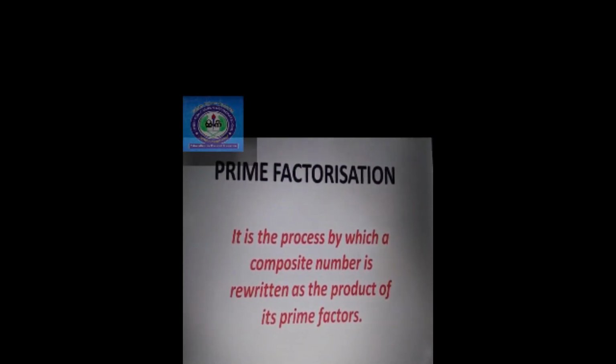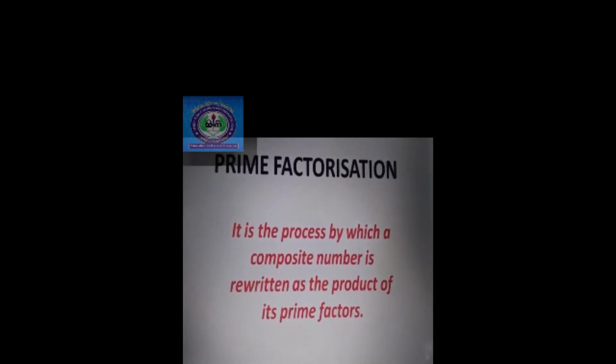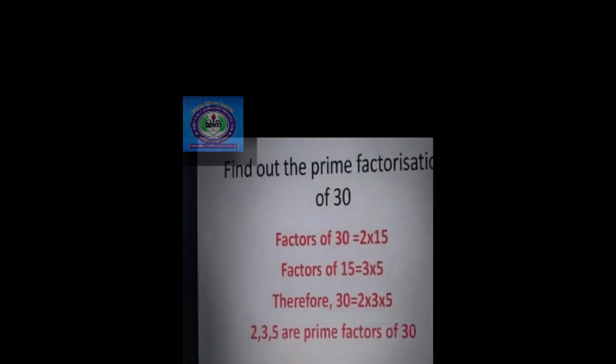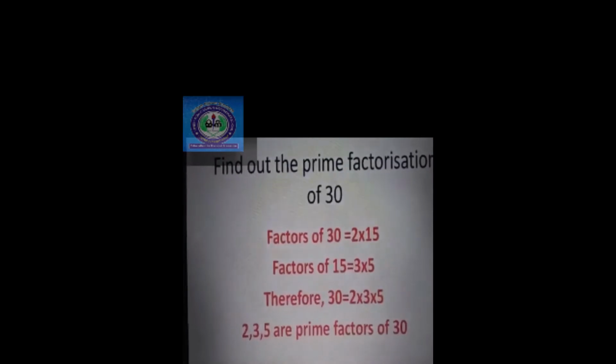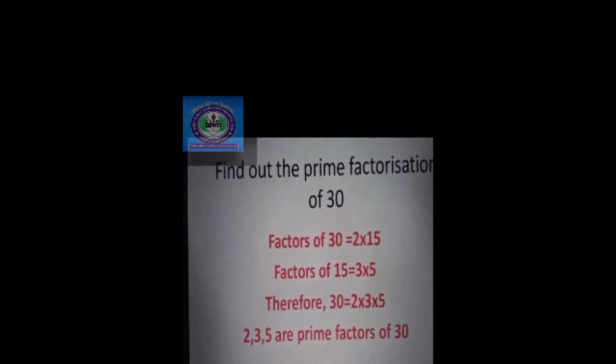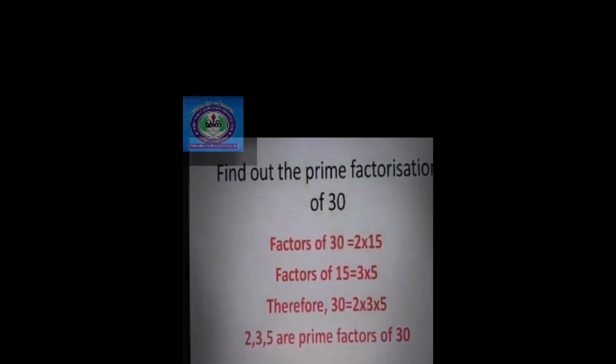Prime factorization. It is the process by which a composite number is rewritten as the product of its prime factors. Let's take an example. Find out the prime factorization of 30. We start with the smallest prime factor of the number. We keep factorizing till we get all prime factors of the number.